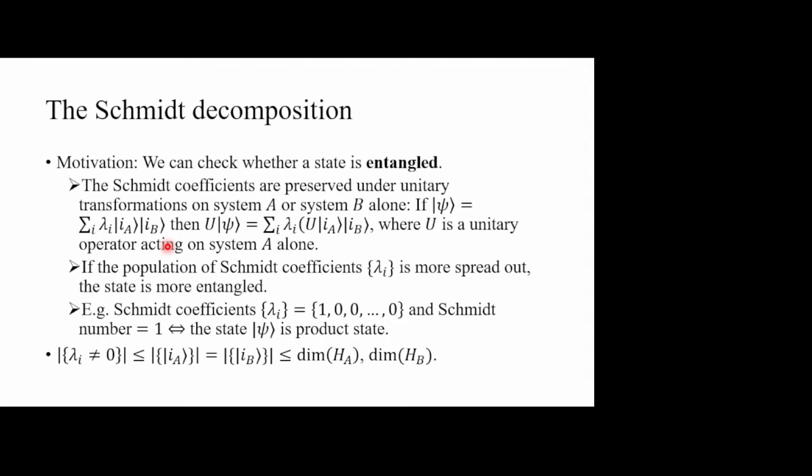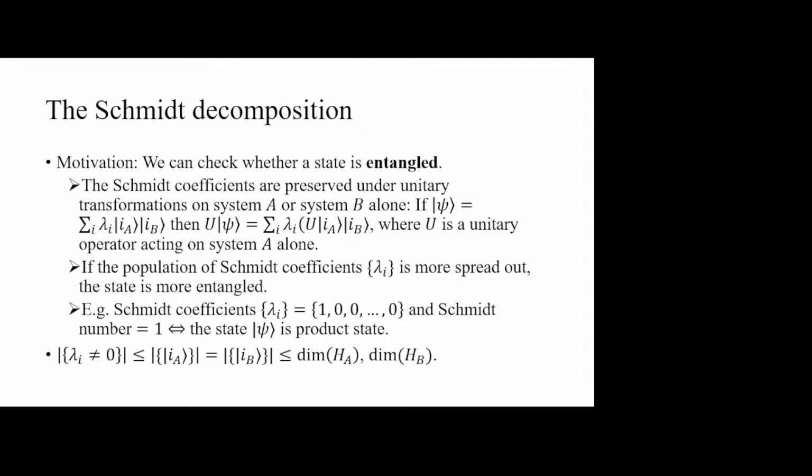Okay. And here is the motivation of the Schmidt decomposition: it will tell us how entangled the state is, because the Schmidt coefficients are very related to how entangled the state is. First, the justification of why this tells us how entangled it is: Schmidt coefficients are preserved under local operation. That means unitary transformation on system A or system B.